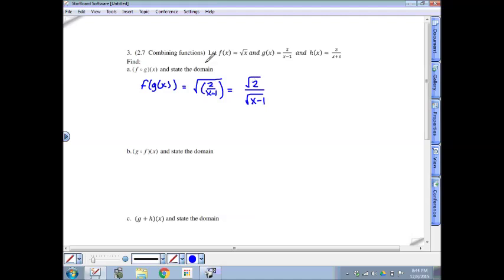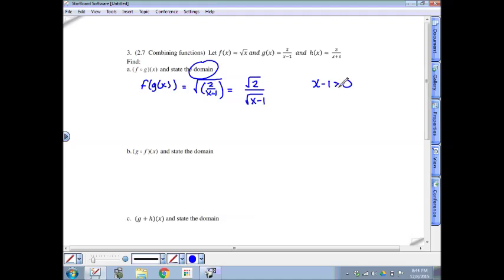So here we have the composition, but also asks for the domain. Now, this is a function in the form of a fraction, and remember, with fractions the denominator cannot equal 0. But also in the denominator we have a square root, and you can't take the square root of negative values. So we have 2 problems to worry about. So first of all, x minus 1 has to be greater than 0. It has to be greater than 0 because it's inside of a square root.